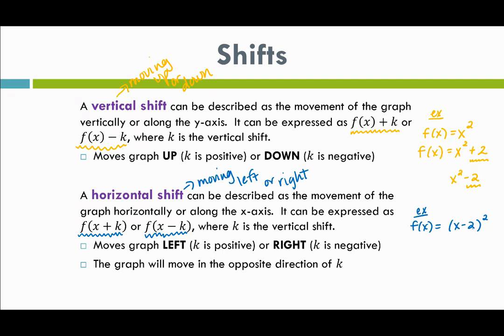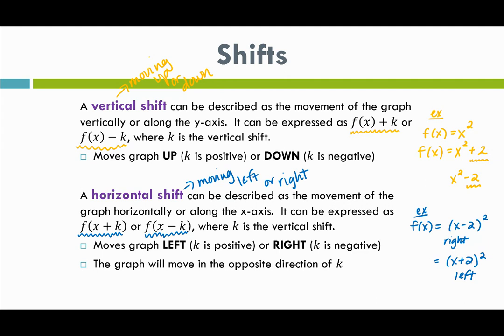And for a horizontal shift, I always move in the opposite direction of the sign. So usually for a negative number, if we were on the number line, we would want to move to the left. But this tells me I'm going to move to the right because the number is negative. I go in the opposite direction. If I were to have (x plus 2) squared, this would tell me to move to the left because the number on the inside is positive.